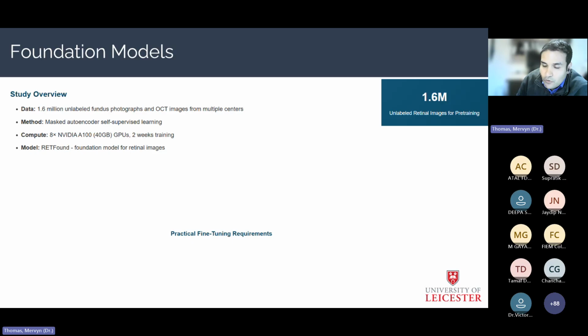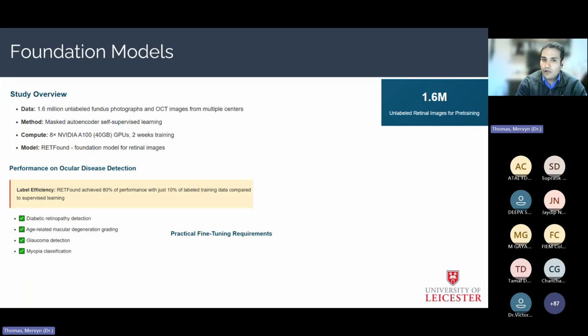Now this brings us to the foundation models, which is now really the cutting edge for retinal imaging. And we talked about this earlier, which is one of the landmark studies published in Nature. And this is called the RET-FOUND foundation model. This used 1.6 million unlabeled retinal images from multiple centers for pre-training using masked autoencoder self-supervised learning. It had a certain amount of compute that was required, and it had 2 weeks of training. And the model is actually available freely on GitHub. If you type in RET-FOUND, you'll be able to find that if you want to do any fine-tuning and further downstream tasks from that.